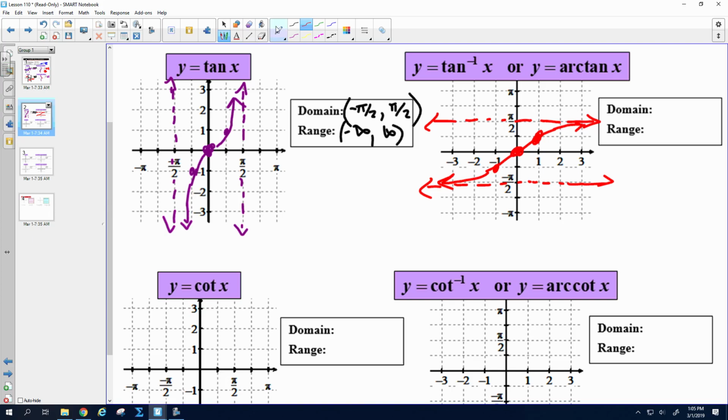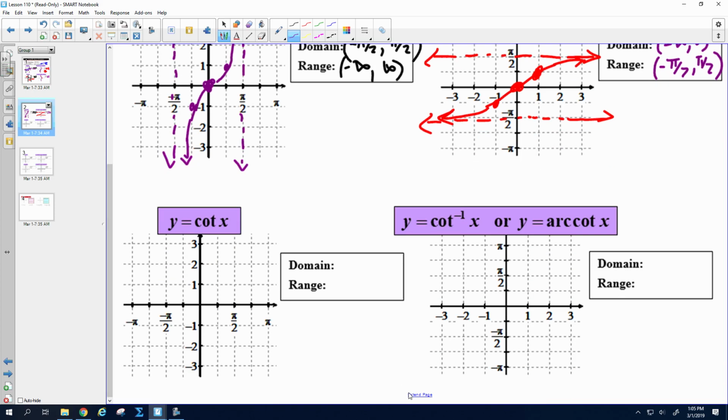It's going to hug your asymptotes. And my domain and range are going to flip, right? So my domain now goes all the way left, all the way right. And my range goes from -pi over 2 to +pi over 2. And we're not including those because of the asymptotes. All right, those weren't too bad, right? Oh, we got cotangent too. Cotangent's not bad either.